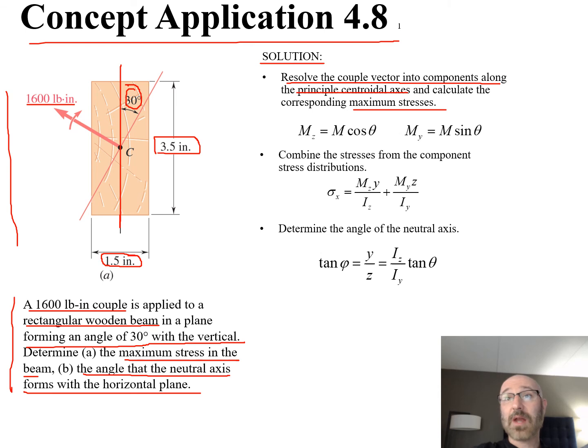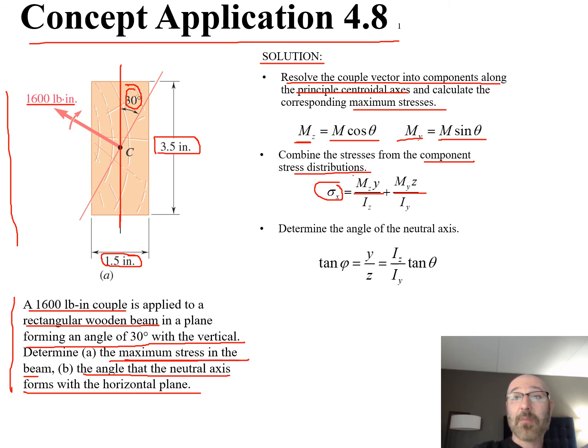So in order to do that, we need to find our M sub z and M sub y, breaking it down in terms of its components. M sub z is the moment M times the cosine of phi. And for M sub y, we take that moment M and multiply it by the sine of phi to get its components. Next, we want to combine the stresses from the component stress distributions. We can do that by saying our sigma sub x, we've seen this equation before in previous slides in this module, is equal to M sub z times y over I sub z plus M sub y times z over I sub y. And last, that will give us what we asked for in part A, the maximum stress in the beam from breaking down those components.